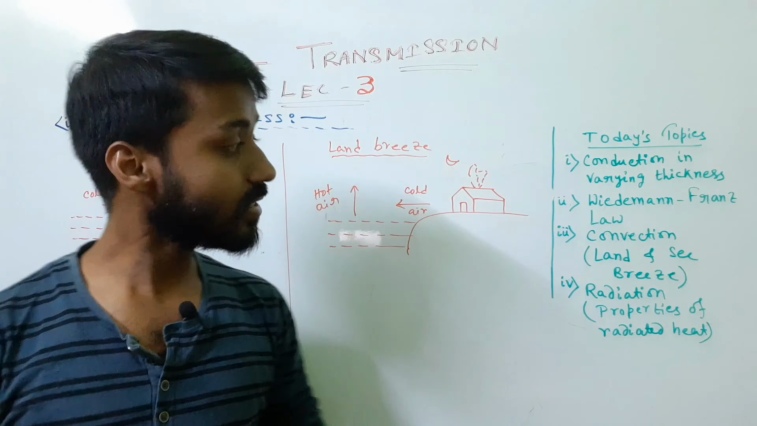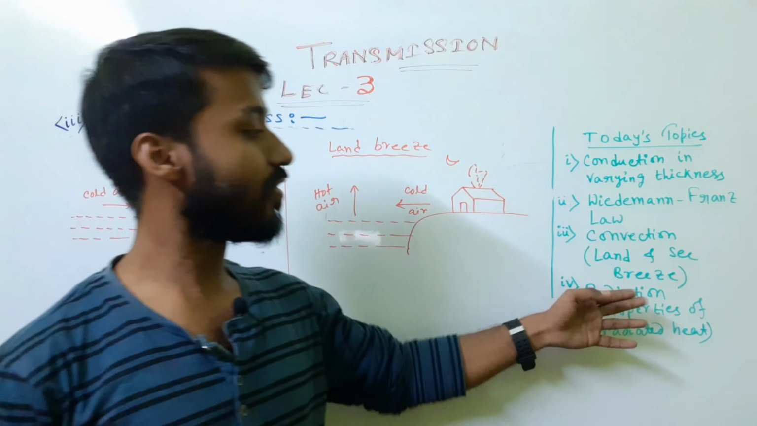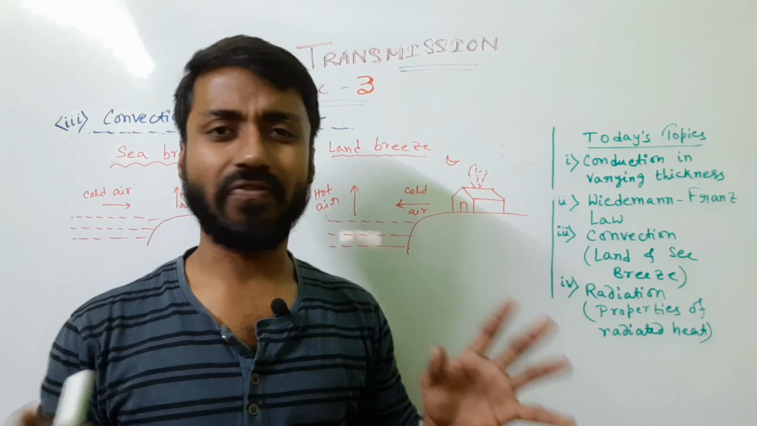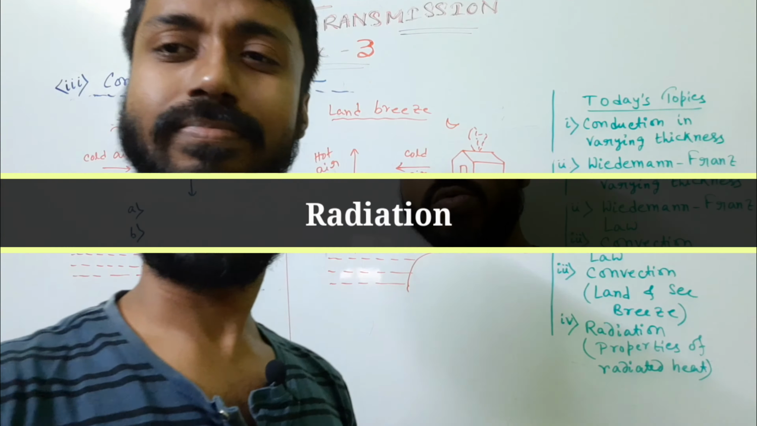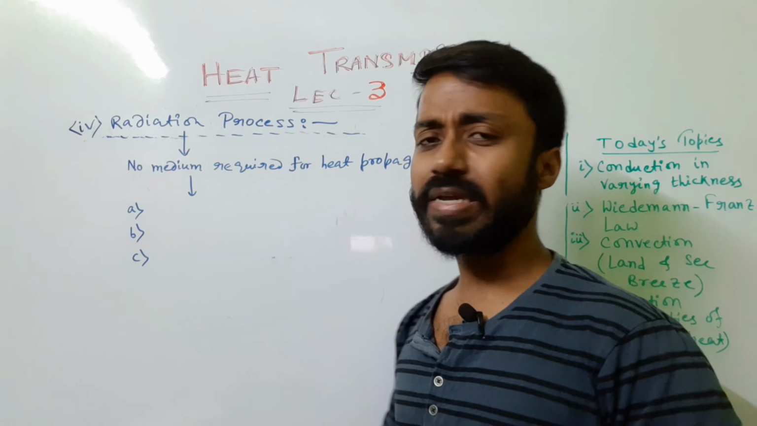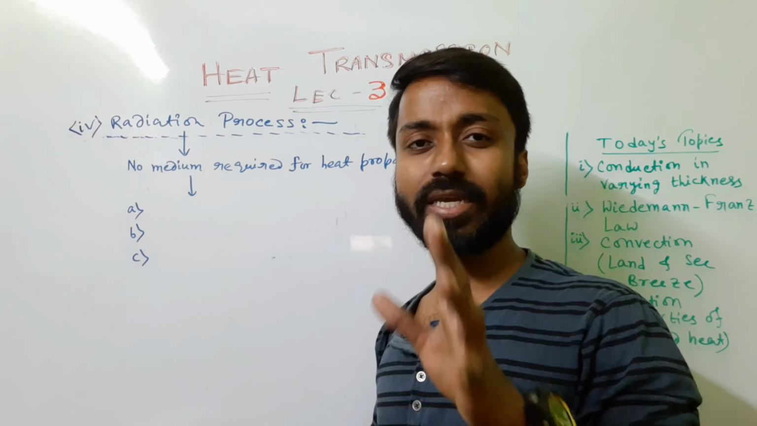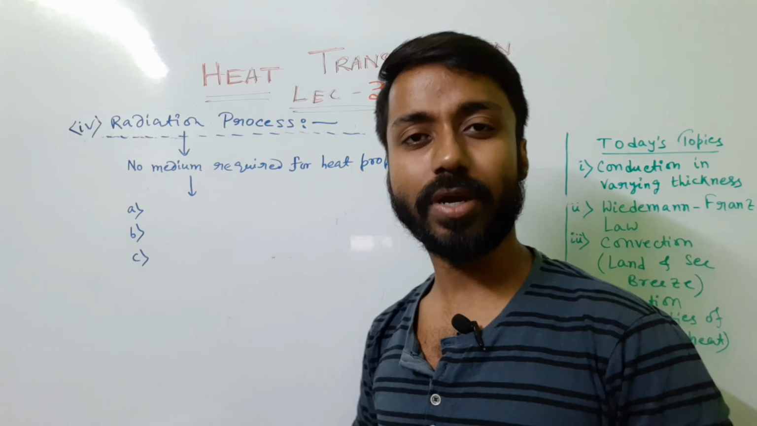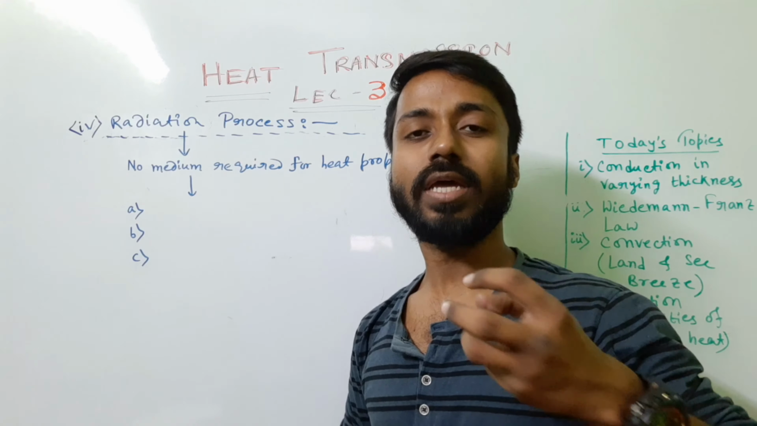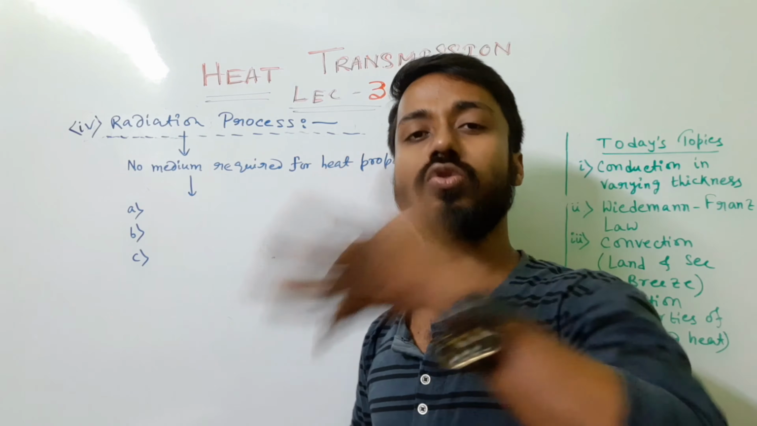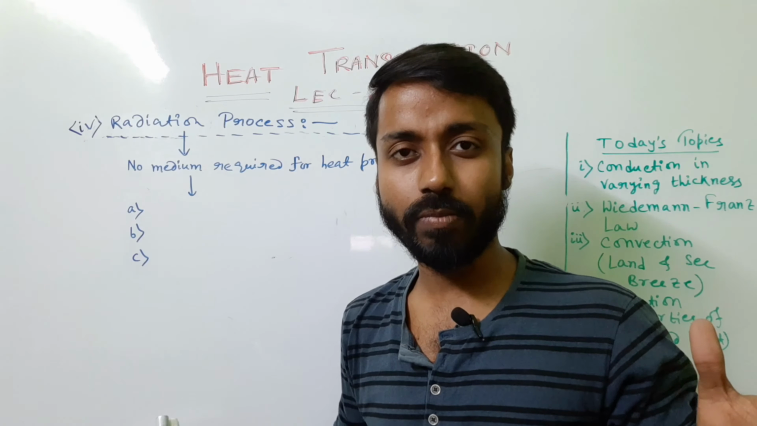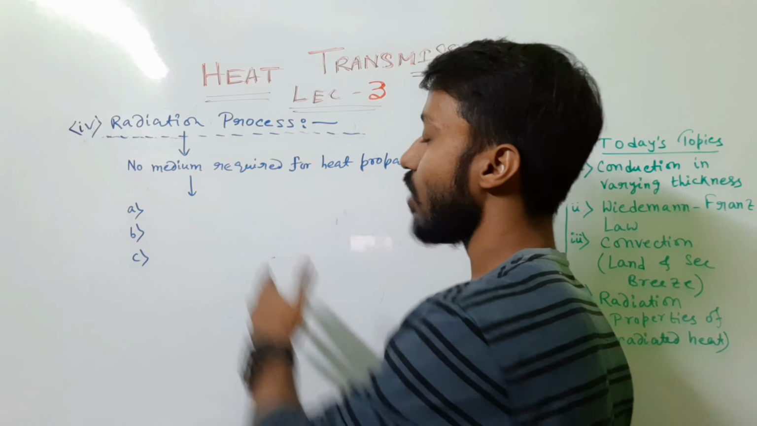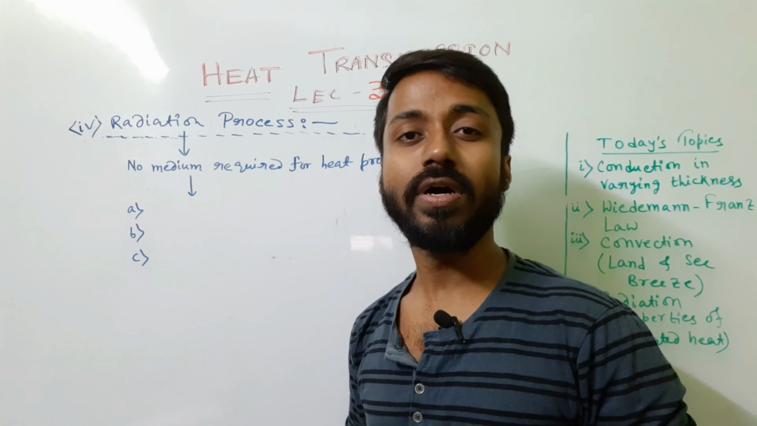Okay, next our last topic, radiation. Simply basic, its properties and a few words. So now the radiation process. In the case of radiation, no medium is required for heat propagation, right? Like the heat energy coming from the sun to the earth through a huge vacuum. That's a process of radiational heat flow. Okay, here I will write some properties of radiation.